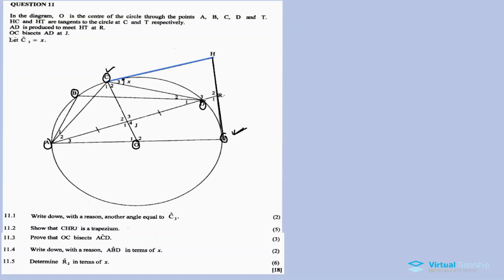OC, let me clear this. OC bisects this line AD at J, right? And then let C3 be equal to X.